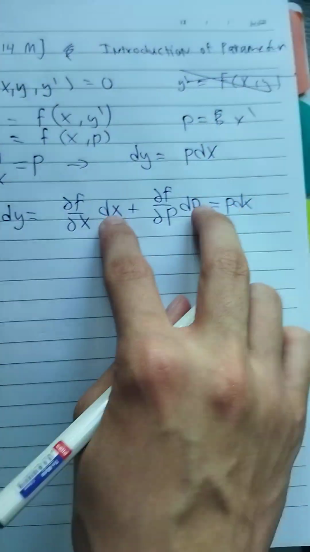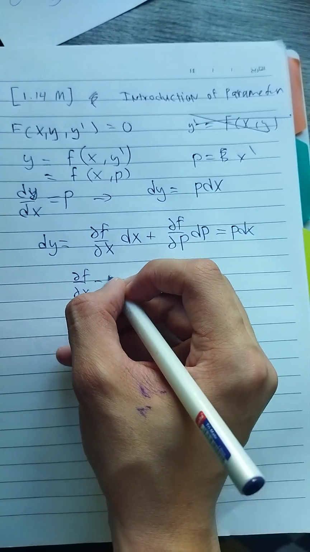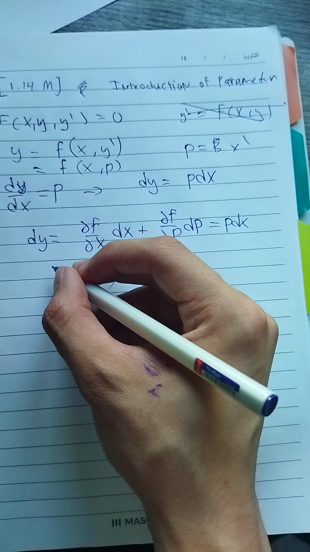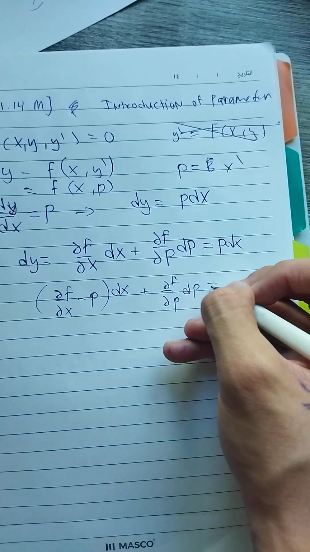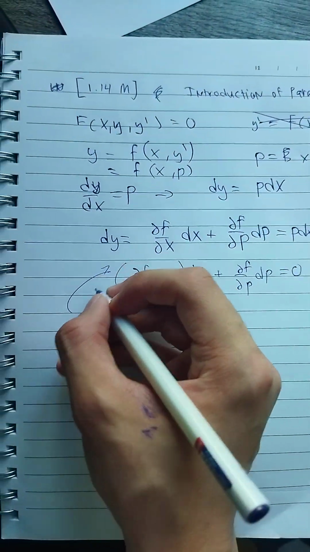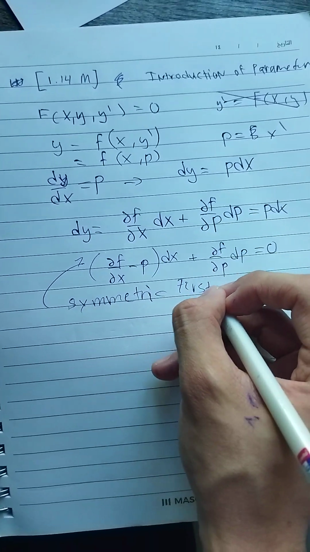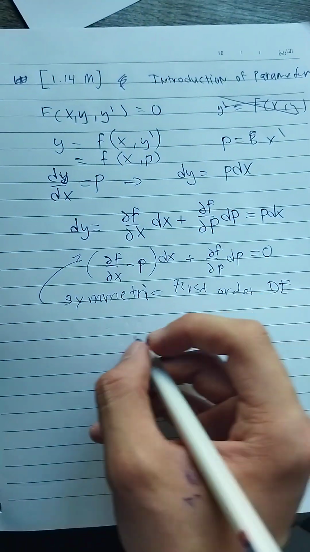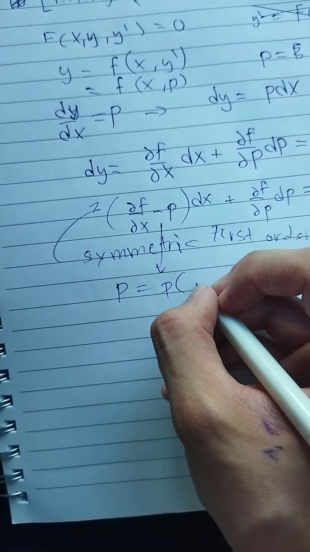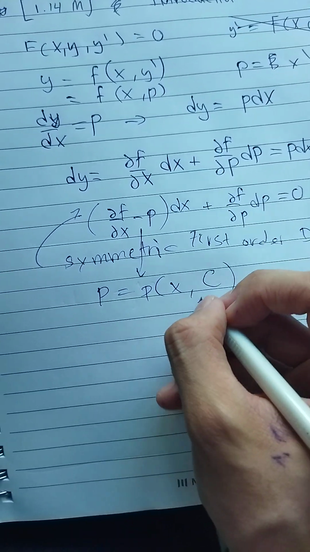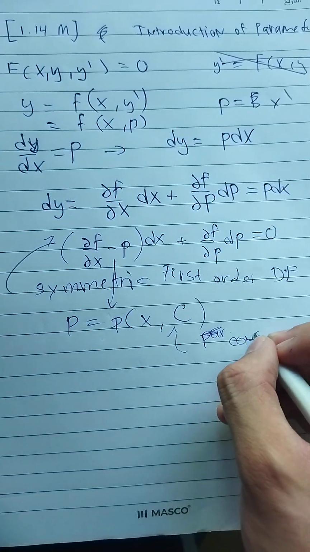So we set this equal to 0, so we subtract that, and we get df over dx minus p dx plus df over dp dp equals 0. And this way, we obtain a symmetric first order differential equation. Let's say we find a solution p, which is a function of x and c, which is a parameter in this case, or it's like a constant.